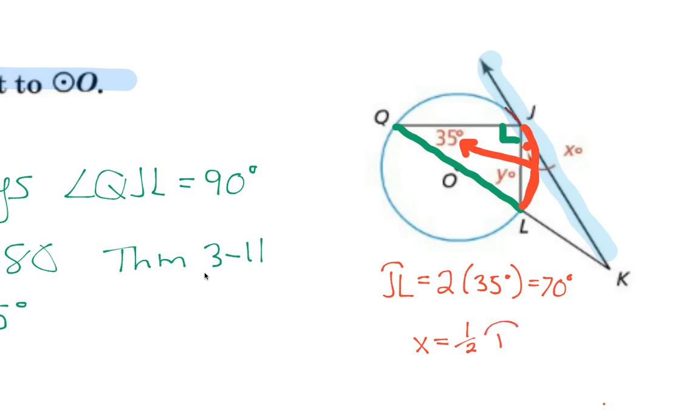which does seem like we're going backwards, but as we can see here, that X and 35, we didn't know how they were associated until we realized that they are given the same intercepted arc. So that means X equals 1/2 of 70, which gives us back 35 degrees. There are other ways to do that problem.